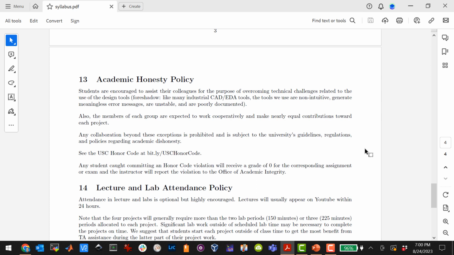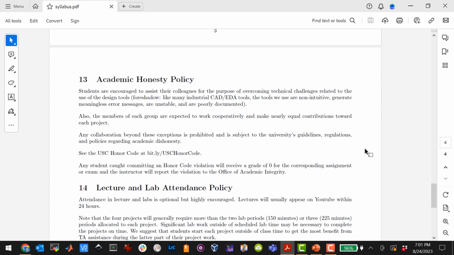Section 13 is the academic honesty policy. This is a little unique for this class, and you probably remember from when you took 3.13 and 6.11. It's group-based work, and you're using really crappy CAD tools. Crappy in the sense that they're difficult to use, they crash unexpectedly, and they don't have informative error messages, and they're horrible because they're written by engineers and not software people.